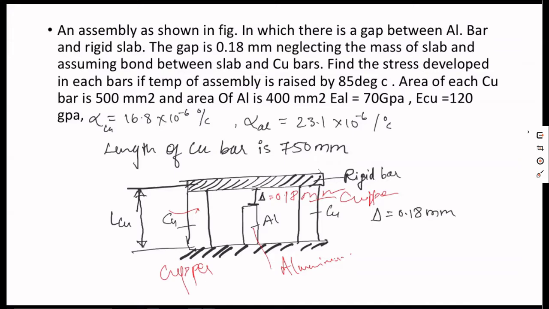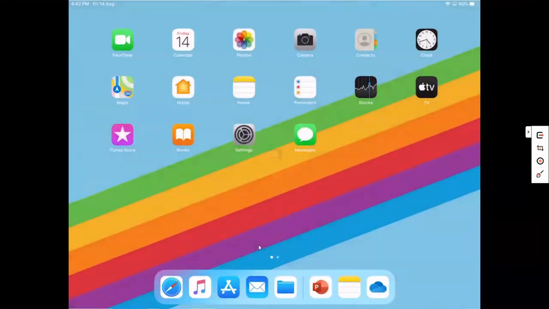The area of each copper bar is 500 mm square and the area of aluminium is 400 mm square. The Young modulus of aluminium is 70 gigapascal and the Young modulus for copper is 120 gigapascal. Alpha Cu and alpha Al are the coefficients of thermal expansion. The length of the copper bar is given as 750 mm. So let's solve this.